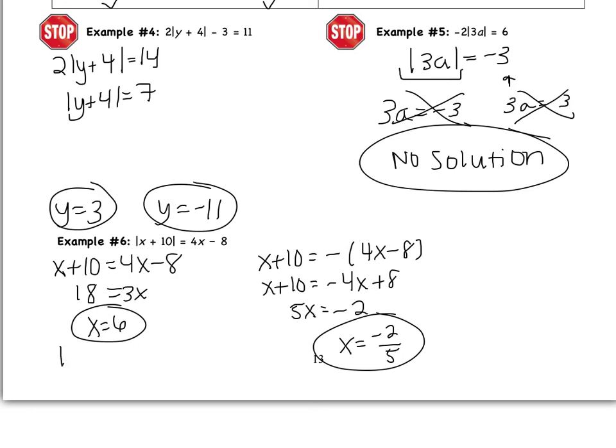So if I substitute in 6, I get 6 add 10 equals 4 multiplied by 6, subtract 8. 6 add 10 is 16. Absolute value of 16 is 16. 4 multiplied by 6 is 24. 24 subtract 8 is also 16. That solution works.